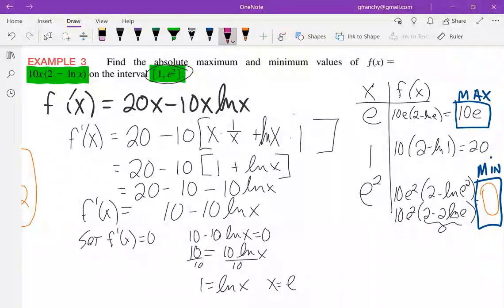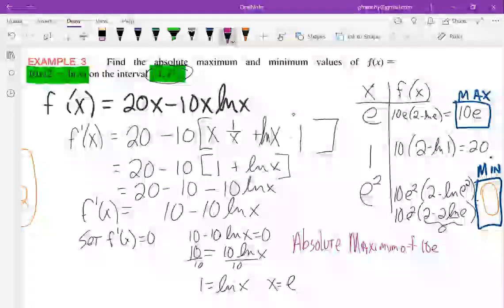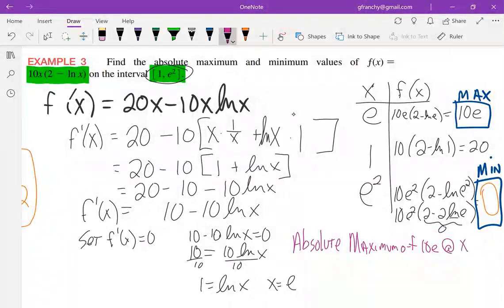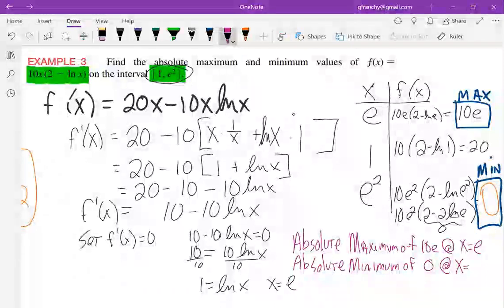So we have an absolute maximum of 10e at x equals e. And we have an absolute minimum of 0 at x equals e squared.